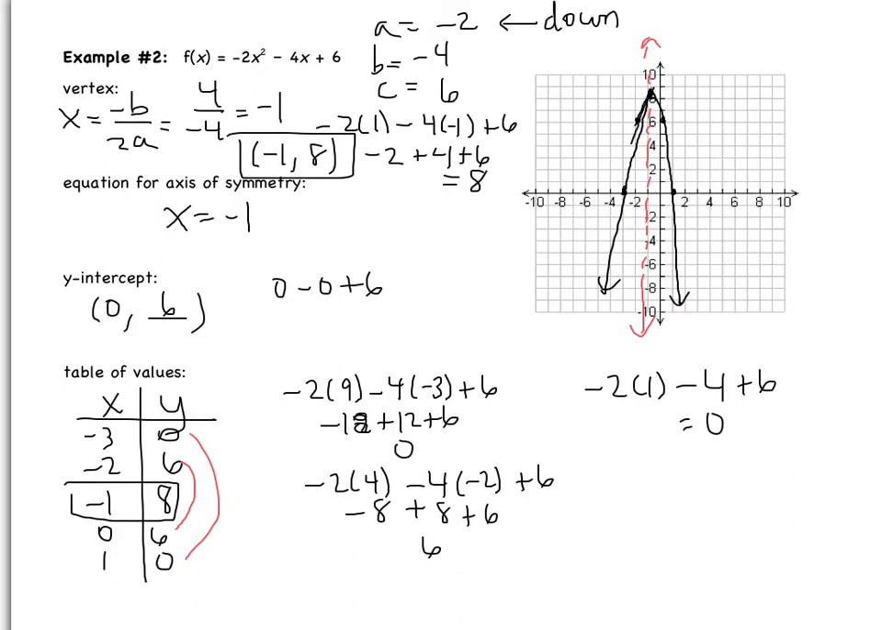Sorry, this one didn't graph as well. Okay, and remember, this opens down because a is negative. We noticed that in the very beginning. So that's a good thing. That shows us that we're on the right track.